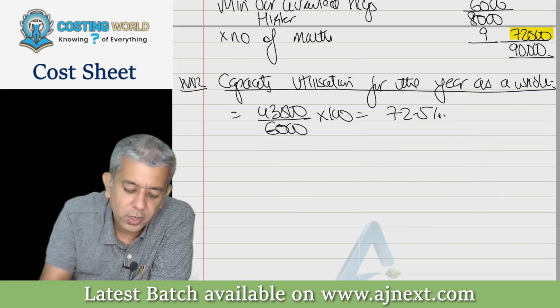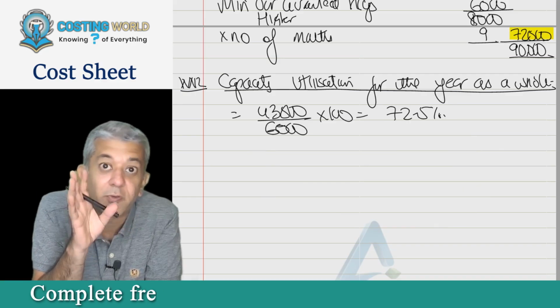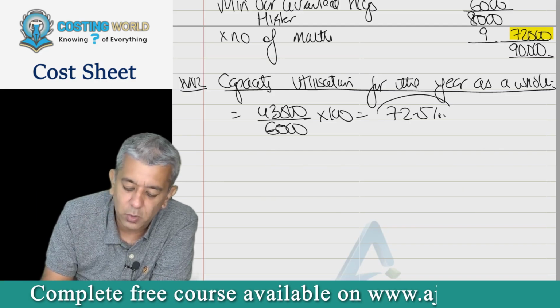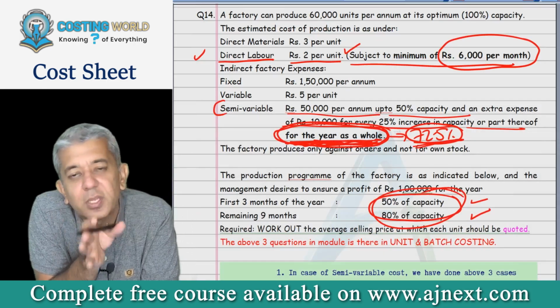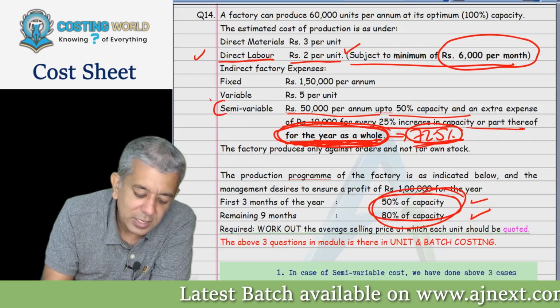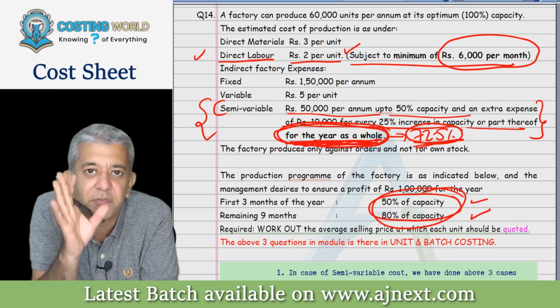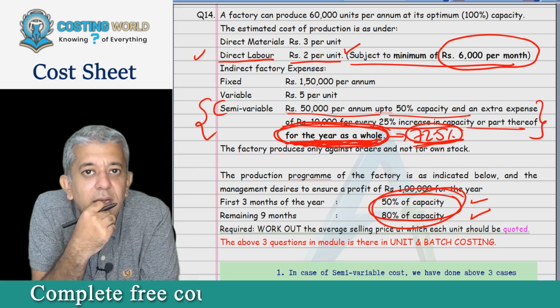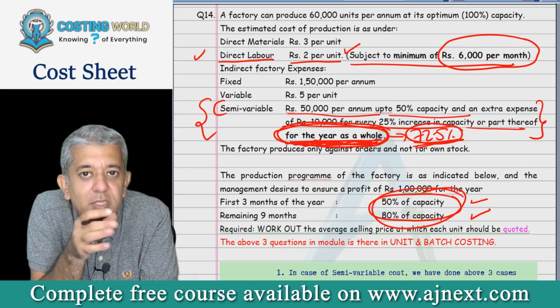So now what should you be thinking? Forget about that 50%, forget about that 80%. For semi-variable overheads, think only one thing: that you are working at 72.5% for the year as a whole. Now I give you 20 seconds only. Read this sentence again and think you are operating at 72.5% for the entire year. You require maximum 5 seconds to answer. Tell me what will be your semi-variable overheads.